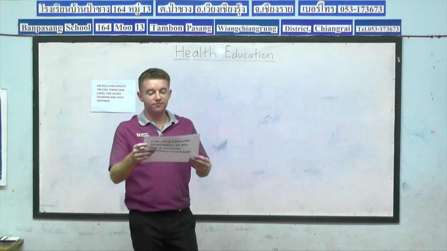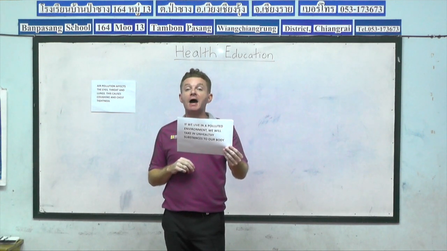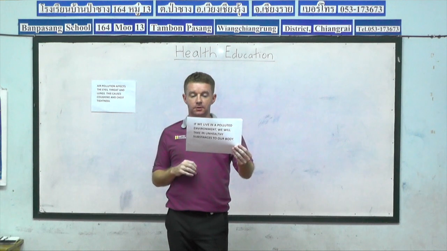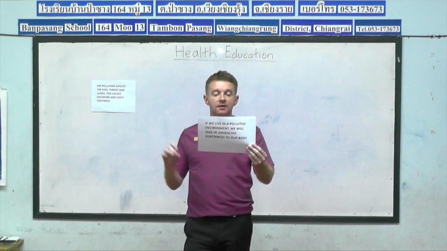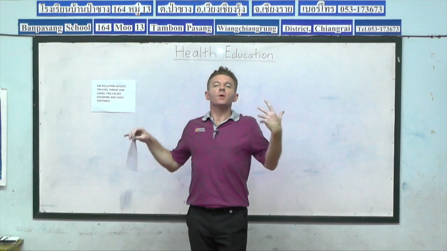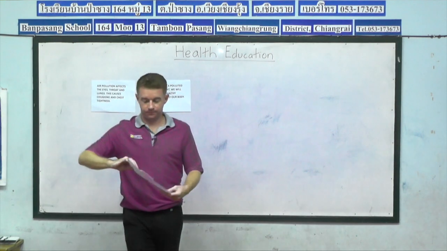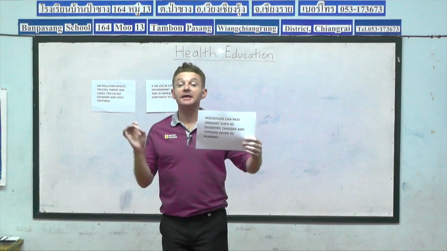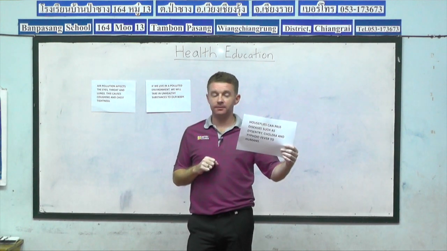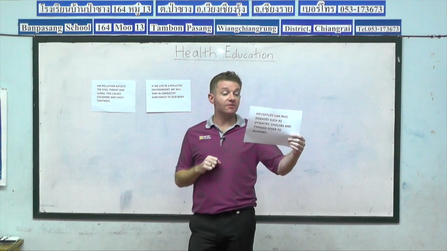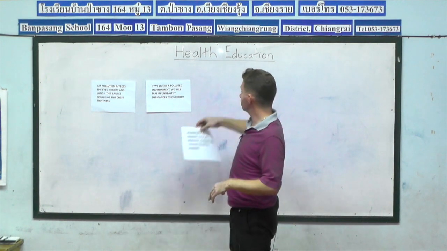Next sentence we have, if we live in a polluted environment, we will take in unhealthy substances to our body. Yes, when we breathe, if the air is unhealthy, unhealthy substances will come in. Number three, houseflies can pass diseases such as dysentery, cholera, and typhoid fever to humans. Yes, that's sentence number three.